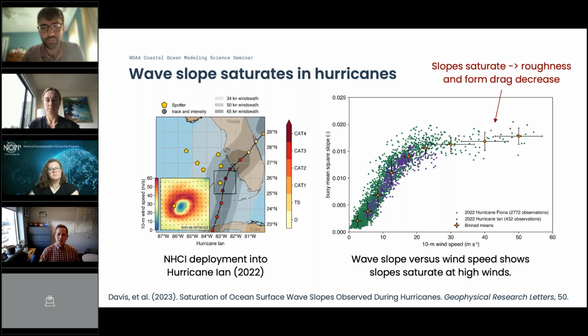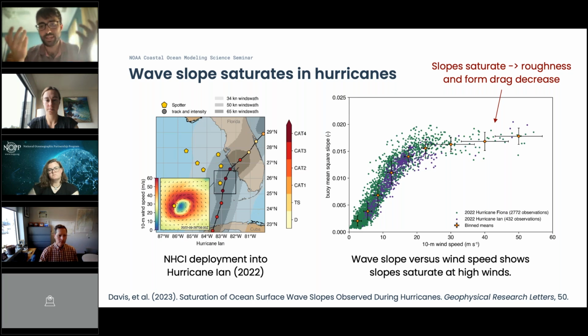the mean square slope is approximately linear with wind speed, which has been reported from a lot of other data sets and instruments. But what we find that's really interesting is that at these higher wind speeds in hurricanes, above about 20 or 25 meters per second, it sort of undergoes a regime change where the mean square slopes increase a lot less for increasing wind speed. So it sort of approaches this quasi-saturation.